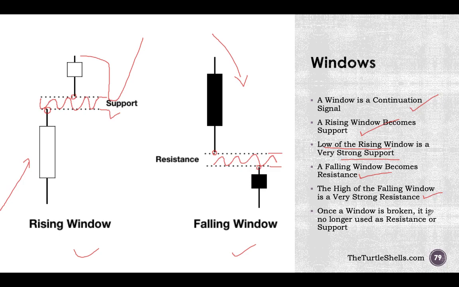Now once a window is broken, it is no longer used as resistance or support. Let's say the price goes and closes like this with a black candle. If any candle closes like this, it is a black candle, and it has closed below the lower line of the window. The lower line is stronger than the upper line as support. If it closes below that window, then we say that the support or resistance of that window is broken.